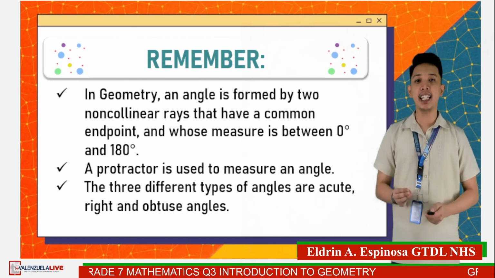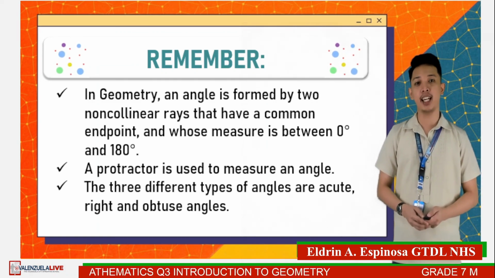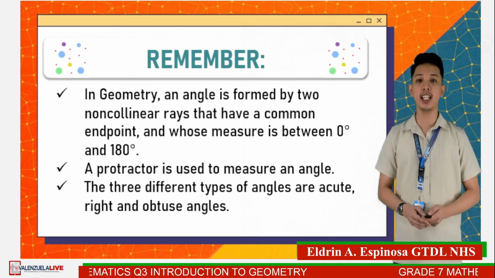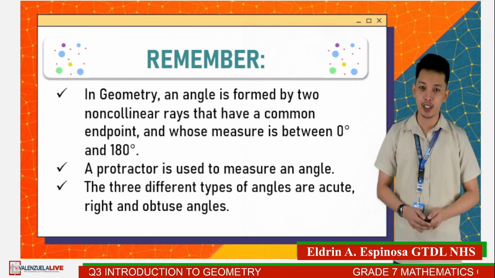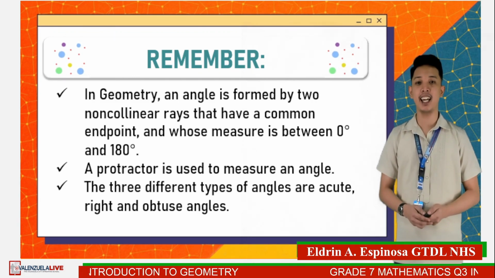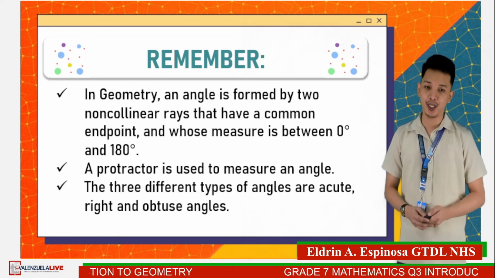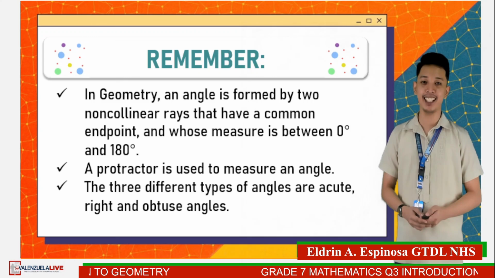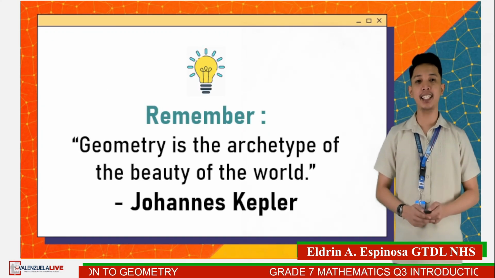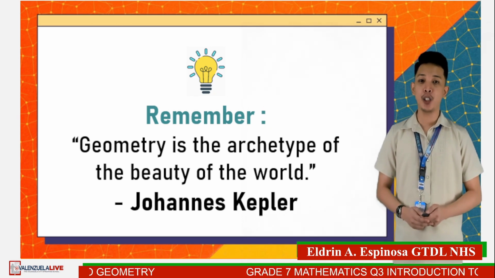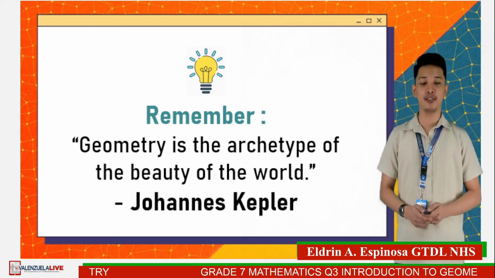In geometry, an angle is formed by two non-collinear rays that have a common endpoint and whose measure is between 0 degrees and 180 degrees. A protractor is used to measure an angle. And in geometry, the three different types of angles are acute, right, and obtuse angle. Before we end, I would like to share this quote from Johannes Kepler. Geometry is the archetype of the beauty of the world.